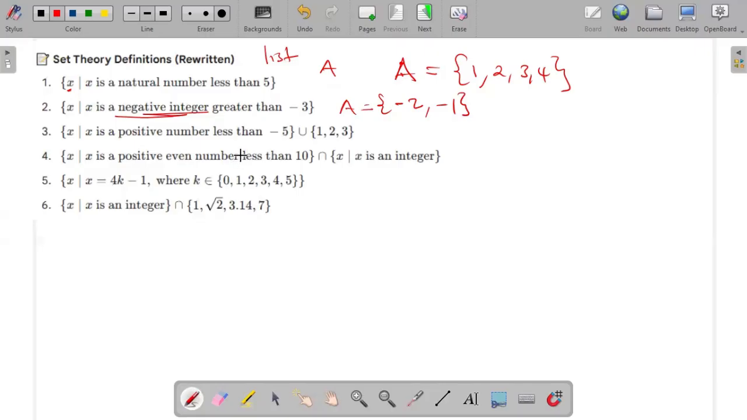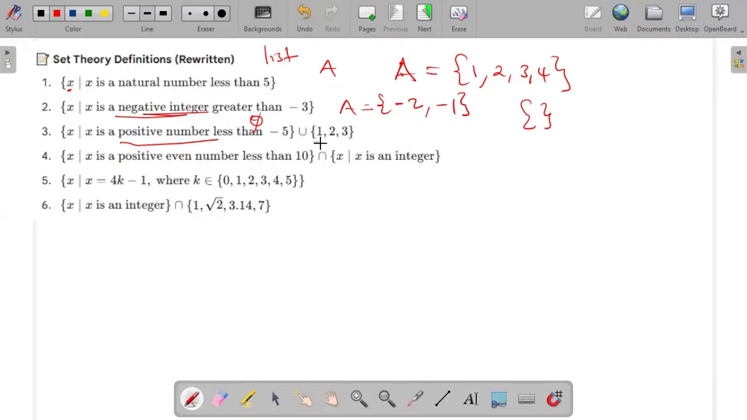Then part 3 is a set of x such that x is a positive number less than -5. Well, is there any positive number less than -5? Of course not. All positive numbers are greater than -5. So this part of the set is just empty. As we said in the previous class, two braces without anything inside will be an empty set. So this side here is the empty set.